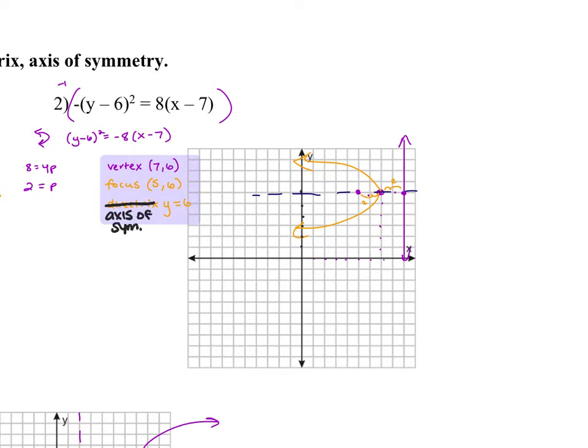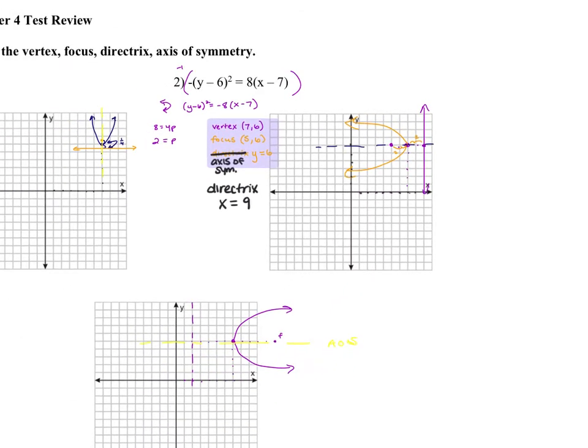And I didn't even put on here the other one, right? So what was this? 1, 2, 3, 4, 5, 6, 7, 8, 9. Yep. So directrix x equals 9. Yes, that is correct. For number 1, or yep.